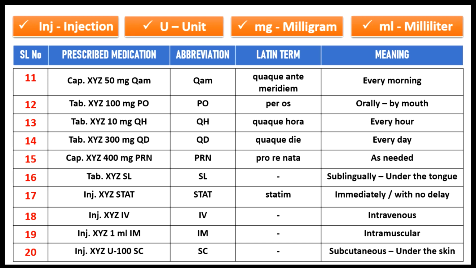Number 15. Cap XYZ 400 mg PRN. The Latin term of PRN is pro renata, which means as needed. Number 16. Tab XYZ SL, which means sublingually. The medicine needs to be taken by keeping it under the tongue.